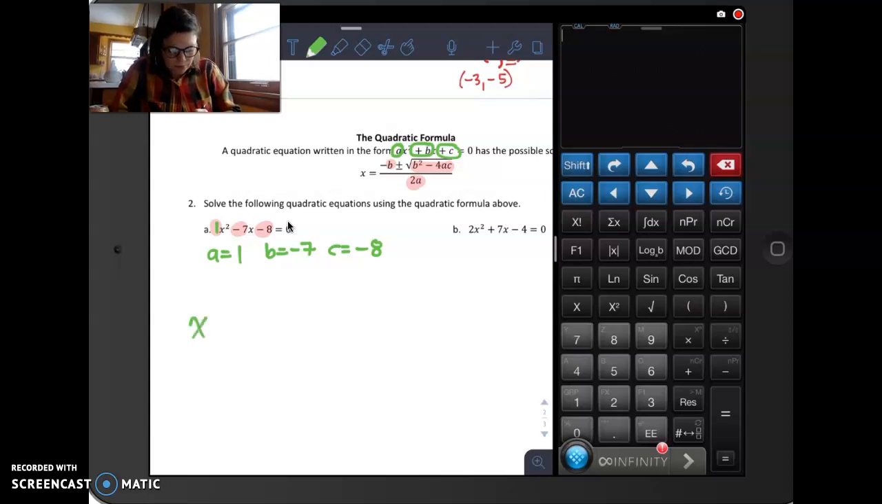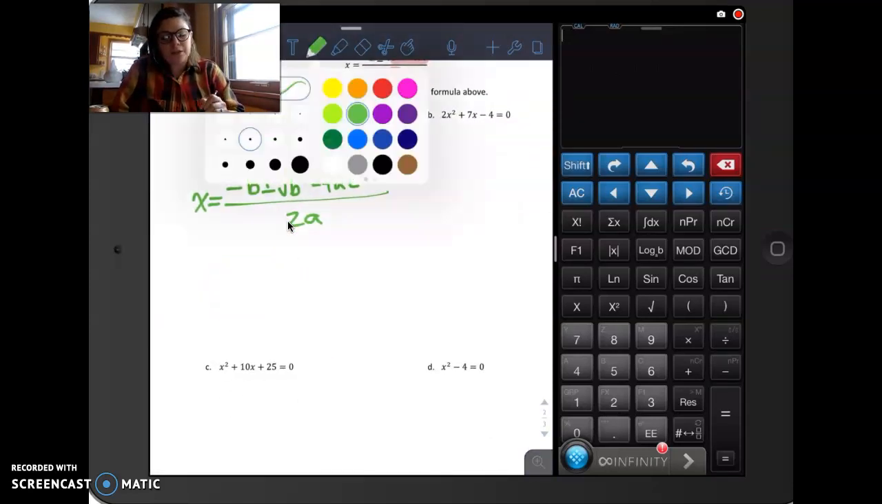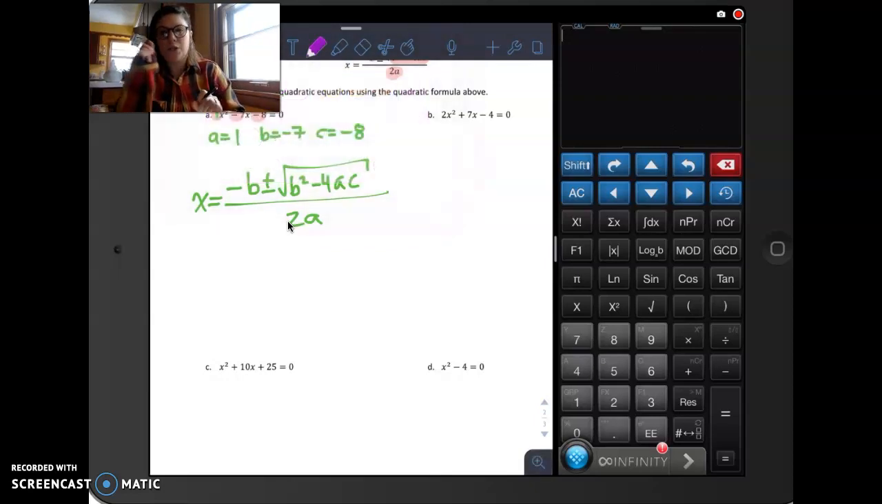I'm going to rewrite the formula here, and then I'm going to replace the different parts of the formula with the numbers that we need. So this is b squared minus 4ac all over 2a. Your use of parentheses needs to be really good. You need to be using parentheses like you've never used them before. Extra parentheses, please, just like I like extra cheese on my pizza.